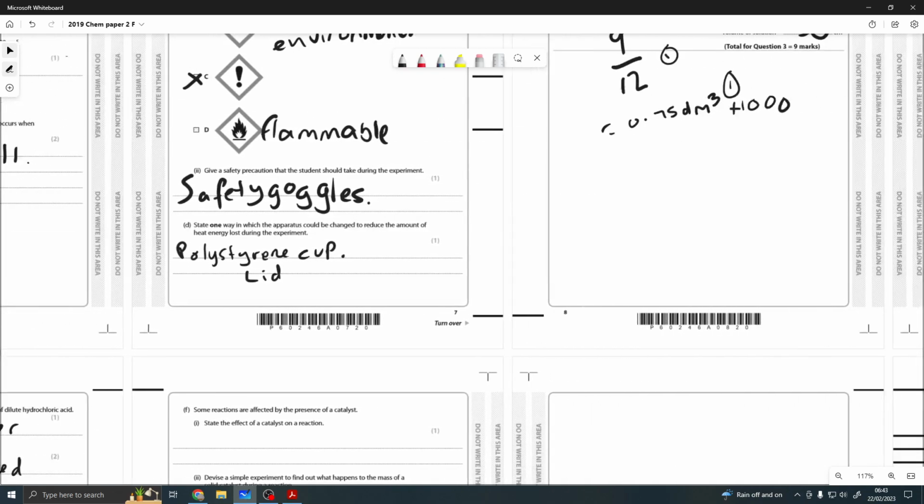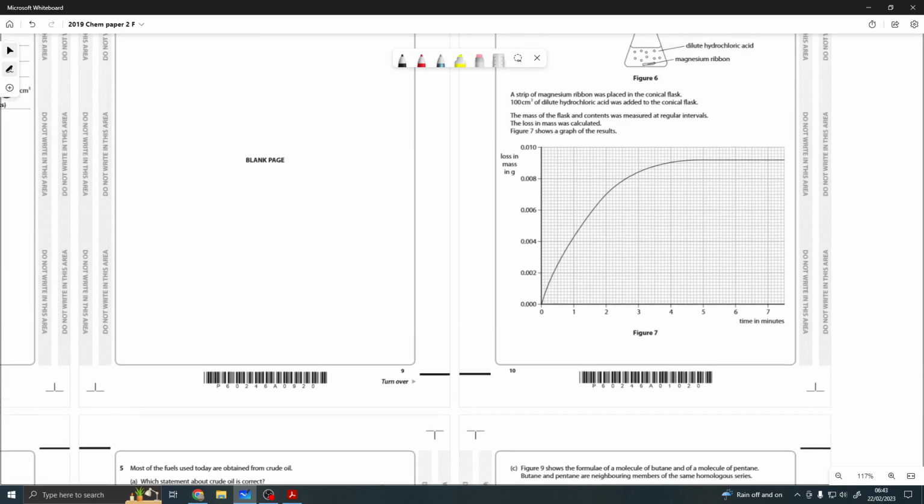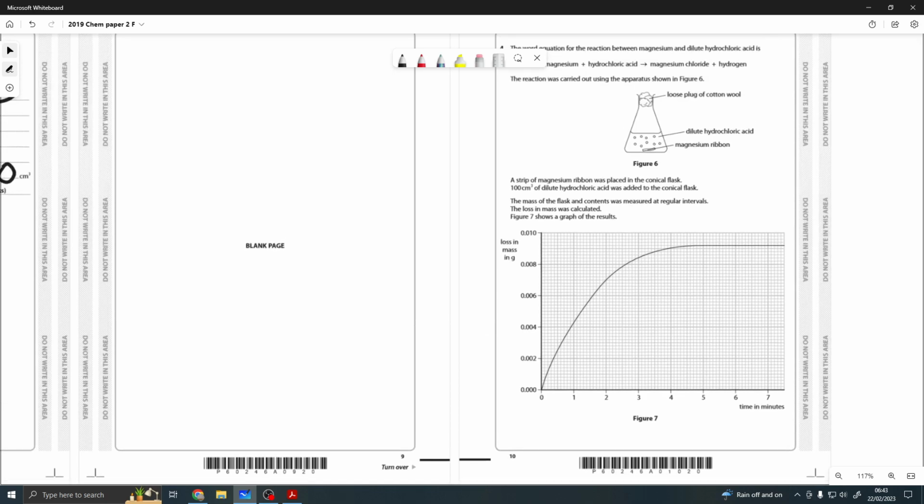Now, here comes some more terrible drawing. If you use powder instead of ribbon, it will increase the rate of reaction. So more gas will be produced more quickly, and the rate of reaction will be faster. So what we're going to see here, excuse my terrible line, is this line will be steeper. Draw as steep and as smooth a curve as you can make it. It's going to finish at the same point, so the line should meet this one. It will be steeper, with a steeper gradient.